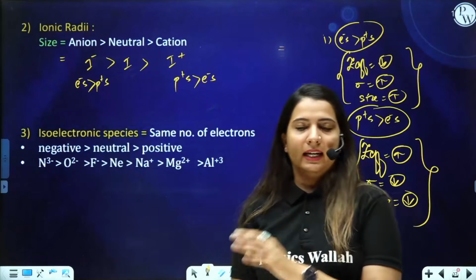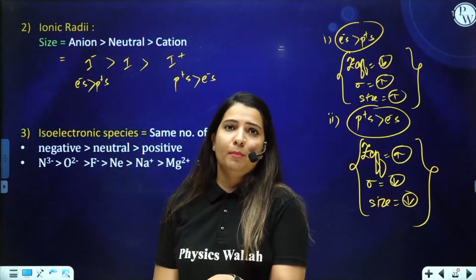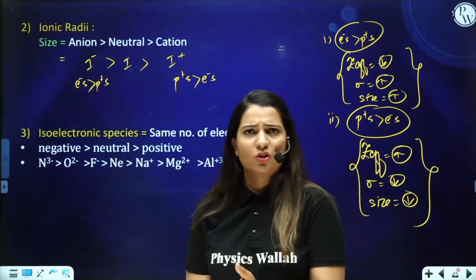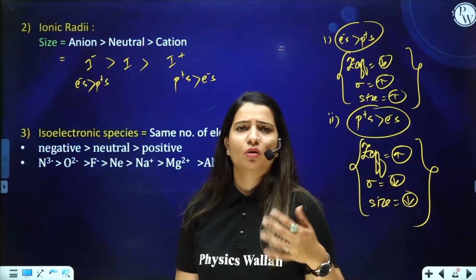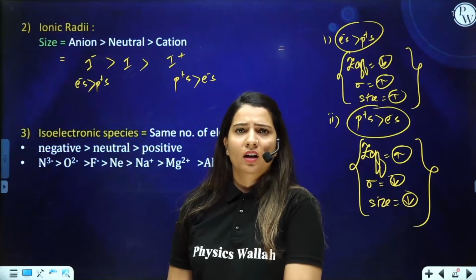Anion, neutral, cation. Greater the number of electrons, greater will be the size. Greater the number of protons, less will be the size. You can calculate with the help of the e by p ratio also, but that takes time. You will calculate electrons and protons, then the ratio. Why make the task tedious? Just have a look.